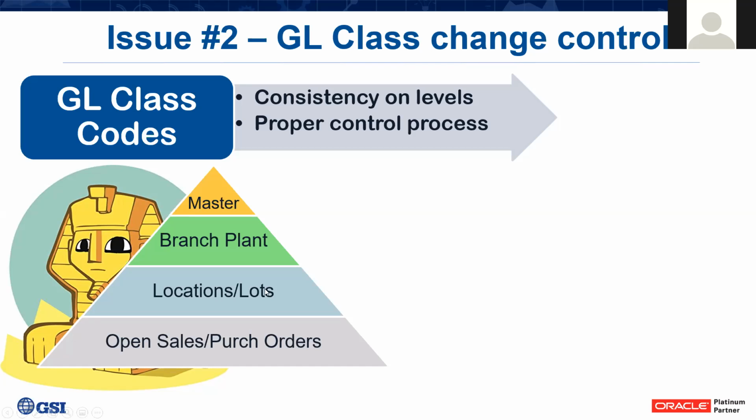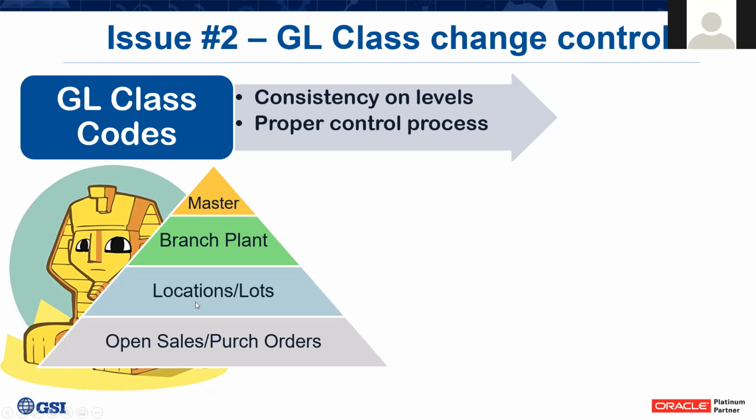Level 3 means that inside of each branch plant, we can have shelf locations, or items with lot numbers. And in JD Edwards, that is a different data table. So I have an item in branch plant A. Within branch plant A, I could have it on shelf number 100. That's a location. Every location that's set up within the branch plant gets a copy of the GL class code.